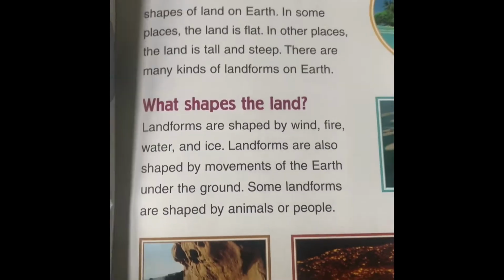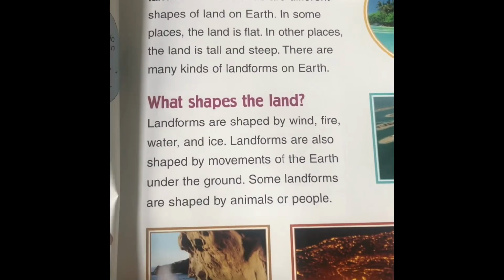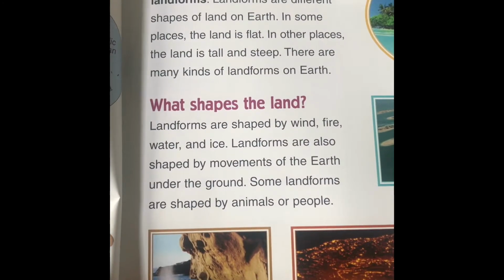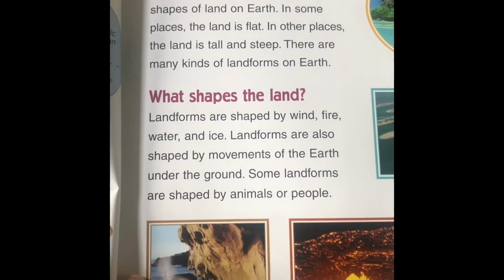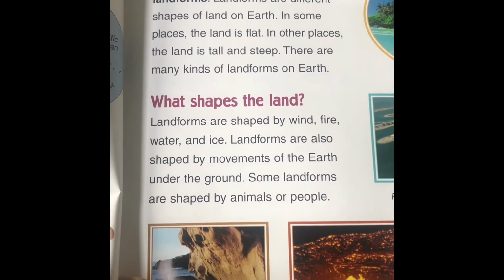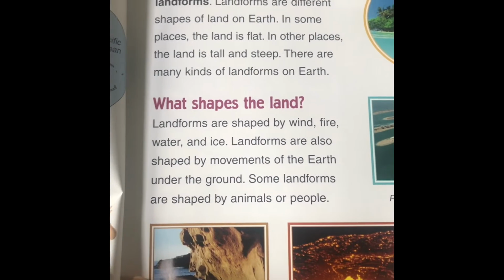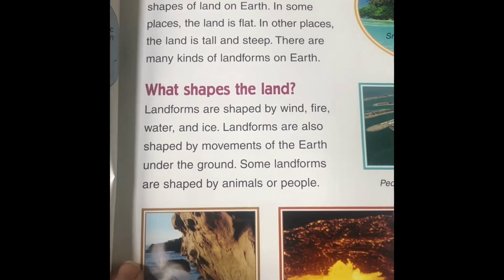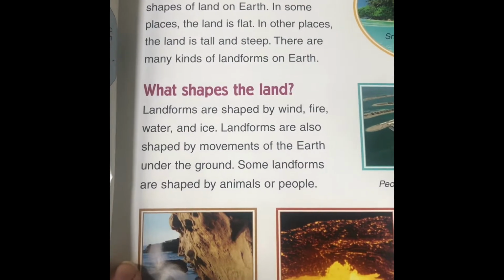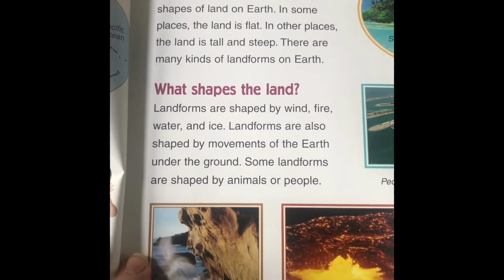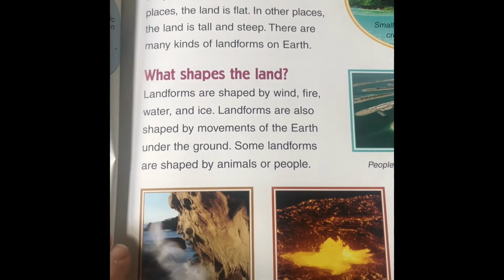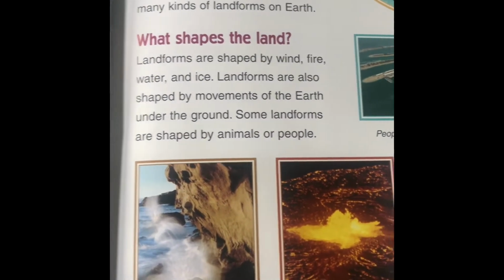What are landforms? The continents are Earth's biggest landforms. Landforms are different shapes of land on Earth. In some places the land is flat. In other places the land is tall and steep. There are many kinds of landforms on Earth. What shapes the land? Landforms are shaped by wind, fire, water, and ice. Landforms are also shaped by movements of the Earth underground. Some landforms are shaped by animals or people.